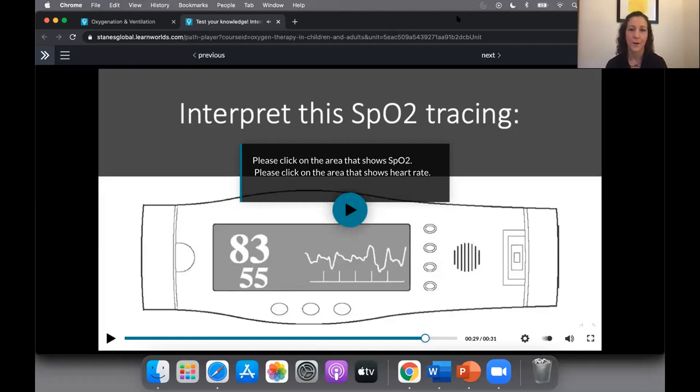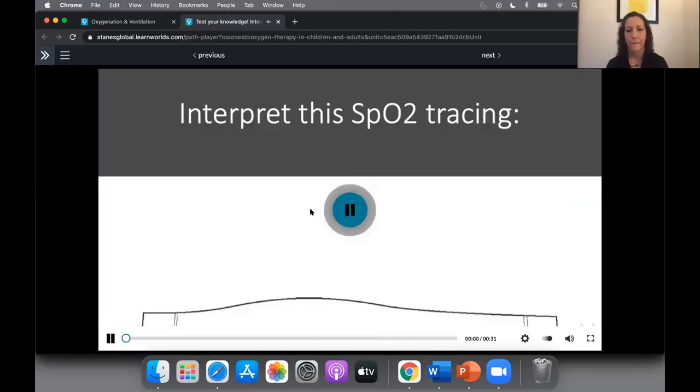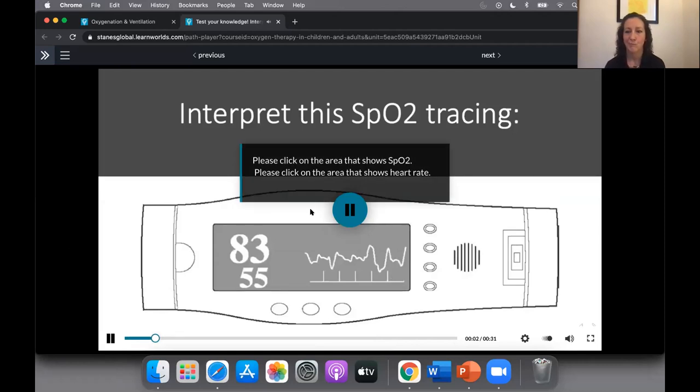Okay, I'm gonna stop the video and watch the chat box here. And we can replay this video. Can you interpret this SpO2 tracing? What is the heart rate? Ooh, I like some of these answers. What is the SpO2? Okay, so we'll go ahead and do the answer, but recognize that some of these activities on the Learning Resource Center are interactive for you.